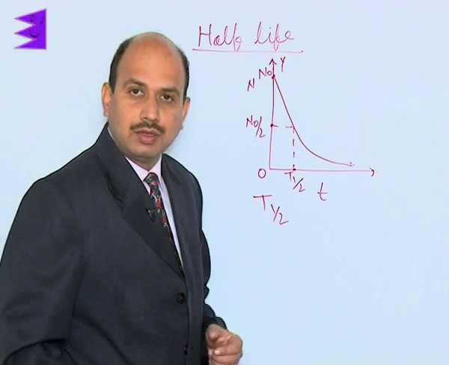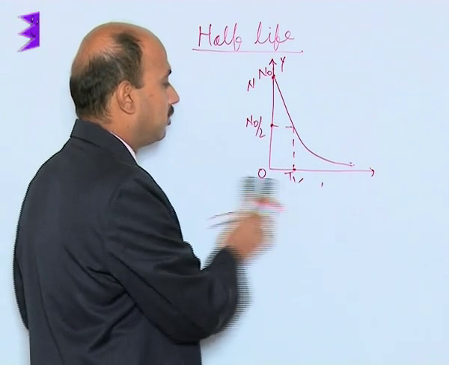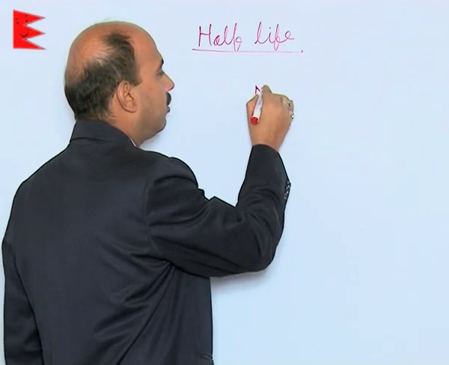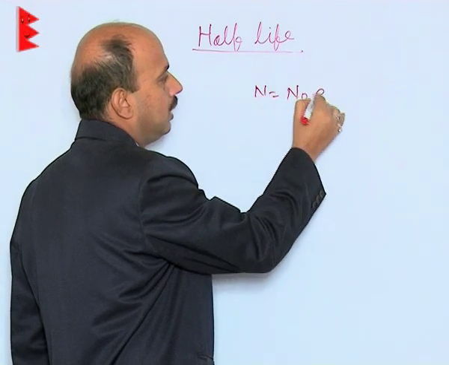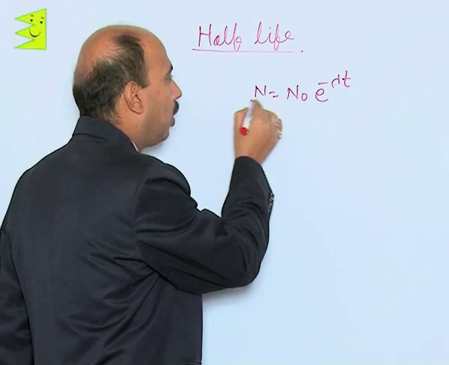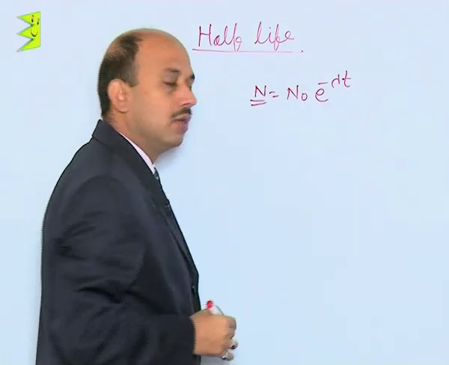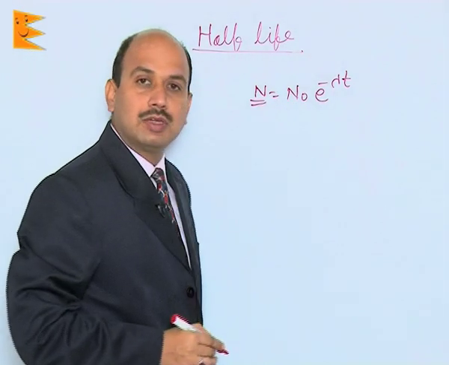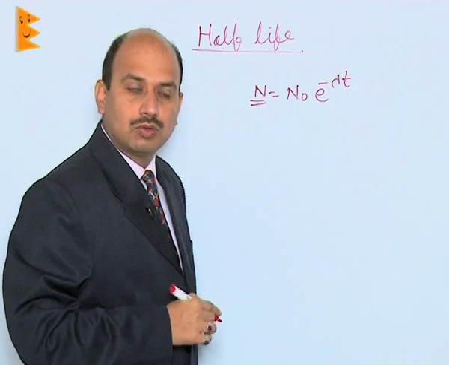Now we can solve it. We can take the mathematical expression for this. Now we know N is equal to N naught e raised to the power minus lambda t, where N is the number of atoms present in the sample at any time t, and N naught is the number of atoms present in the sample initially, at t equal to 0.